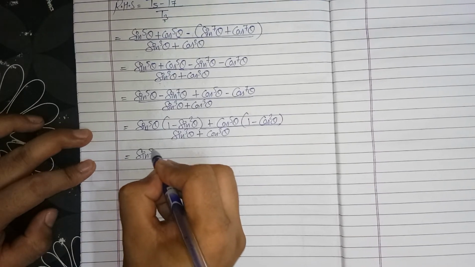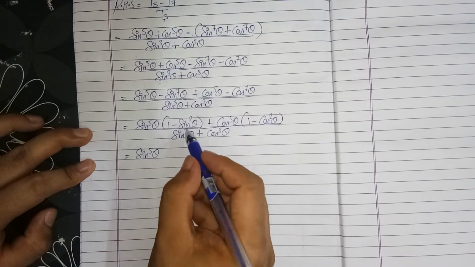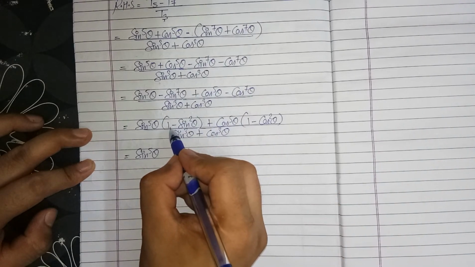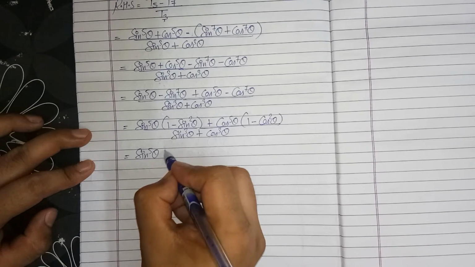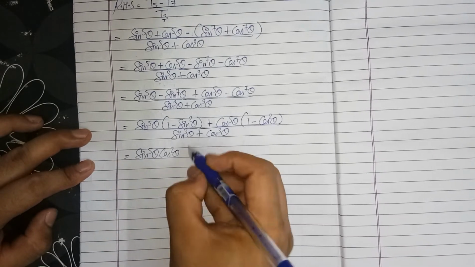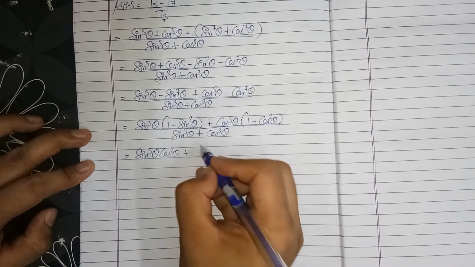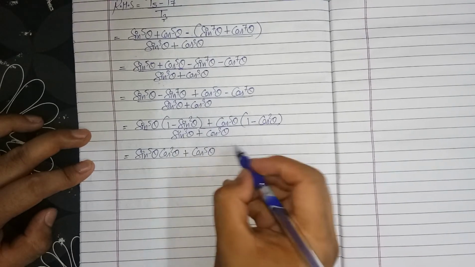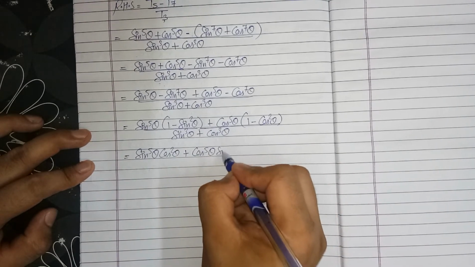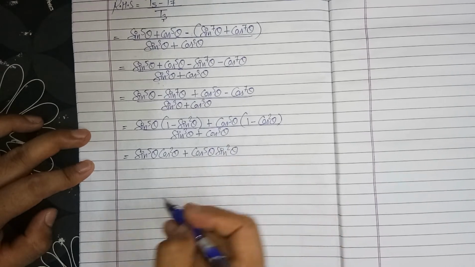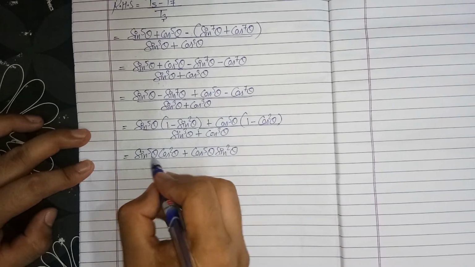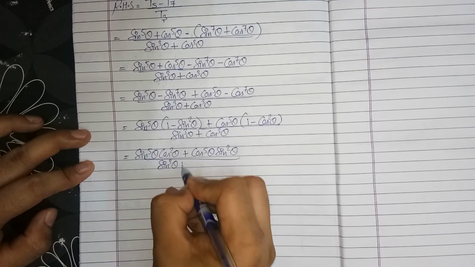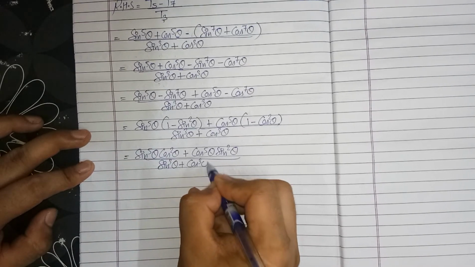Now if I see, I can use the identity sine square theta plus cos square theta equals 1. So from there I get the value of 1 minus sine square theta is equal to cos square theta, plus similarly, in place of this 1 minus cos square theta, using the same identity I can write sine square theta, right? In the denominator portion it will be the same, which is sine cube theta plus cos cube theta.